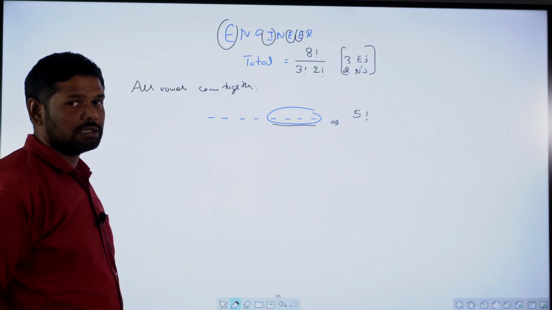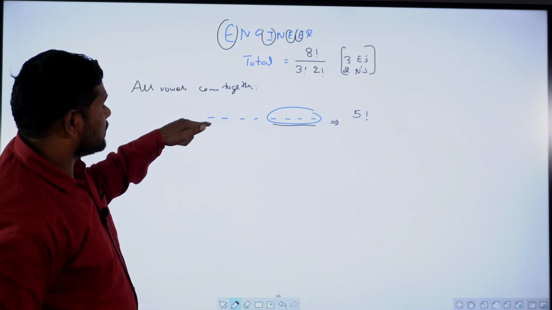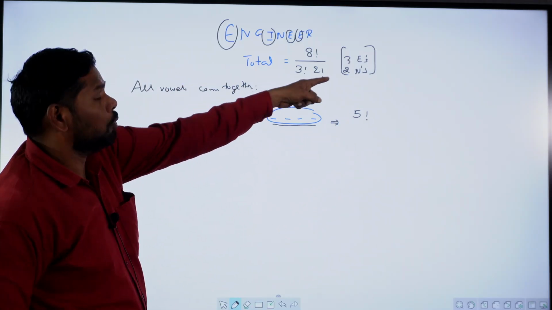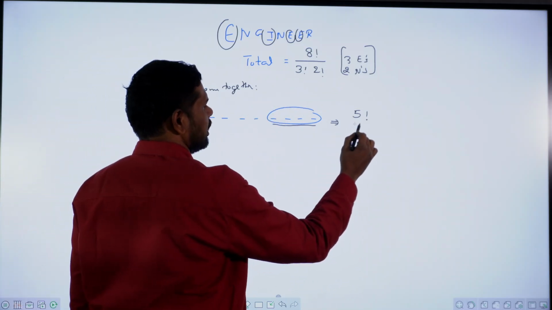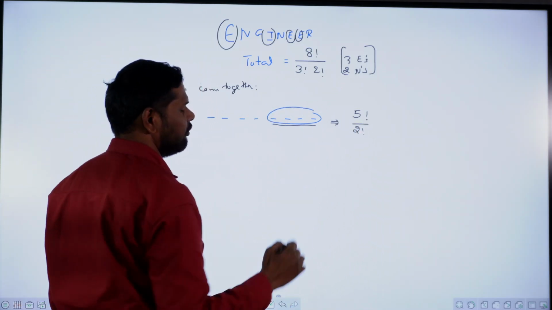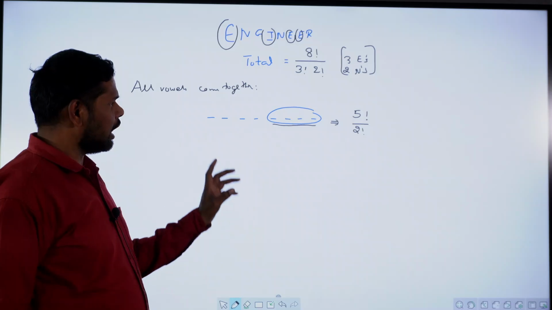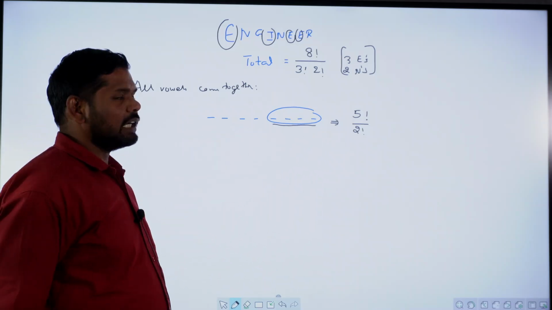5 factorial ways. Just observe. In consonants, any repetitions? 2 n's are there. That's why I am writing 2 factorial. 5 factorial by 2 factorial. Let's clear up why: 2 n's are there, that's why I divided.